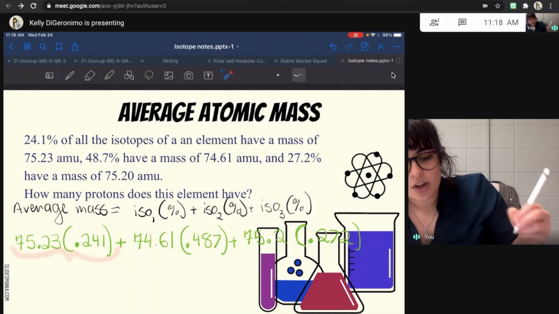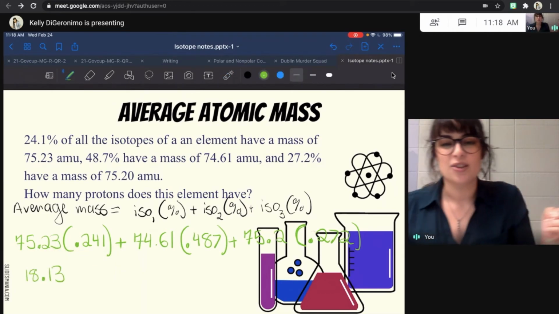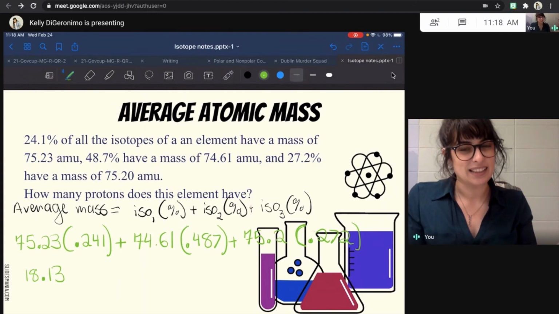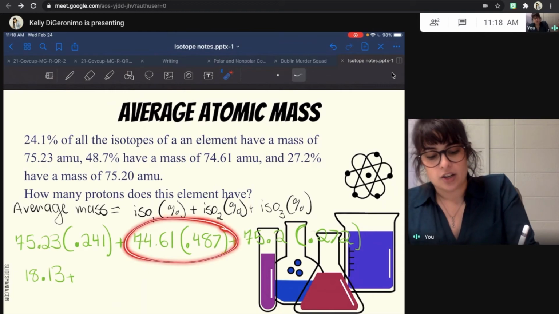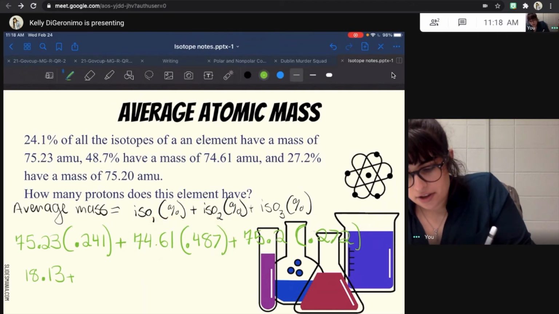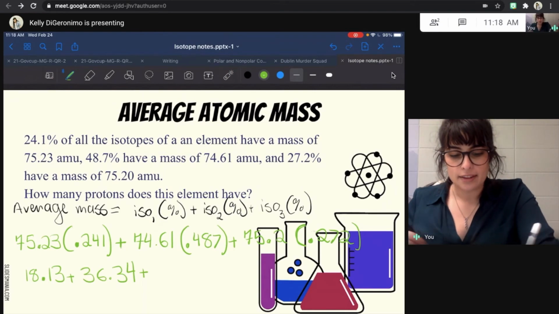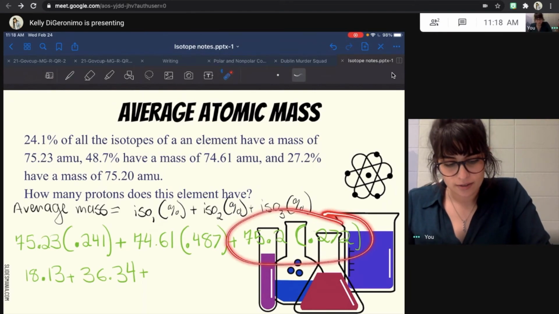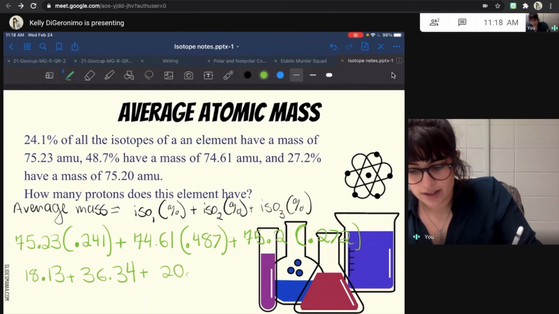We got the same answer if you came out with 18.13. I know there's some other stuff after that, but we can estimate a little bit. Nothing terrible will happen. Now you're putting this part in your calculator. Try that out and tell me what you get. I got 36.34. And the last part, try it out in your calculator. There's our final answer, 20.45.